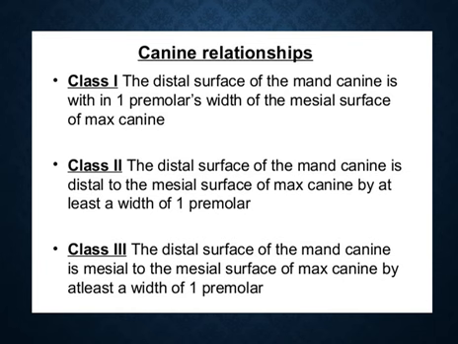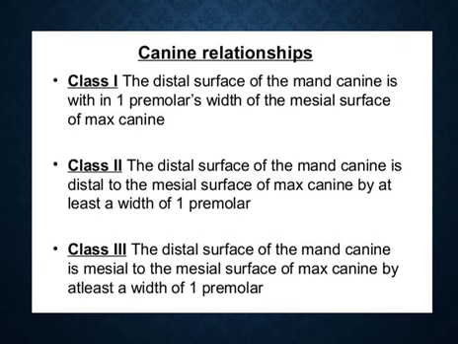Canine relations. Before we talk about the canine relations, there are important notes. Usually, when we talk about Angle's classification, we talk about the first permanent molar, not the primary. Angle's classification relates only to the permanent first molar. When the first permanent molar is missing or has drifted as a result of early loss of deciduous molars, we shift to another classification, which is either canine classification or incisor classification. And if there is no canine, or severely mild post canine, we shift to incisor classification.